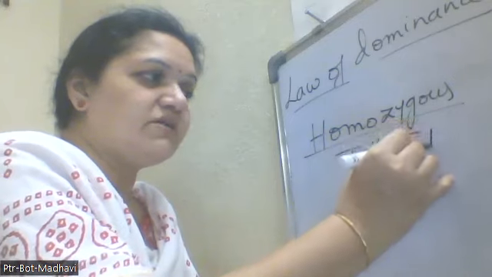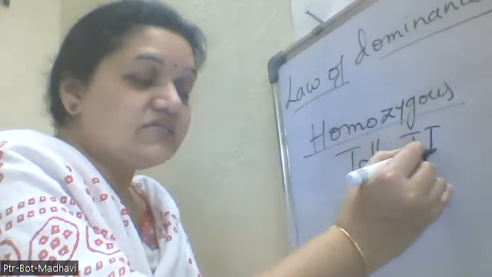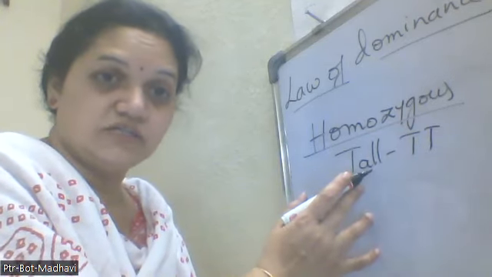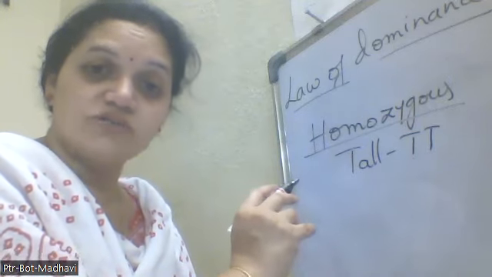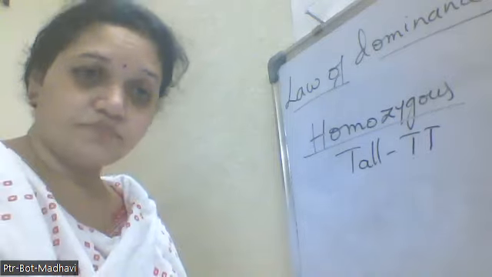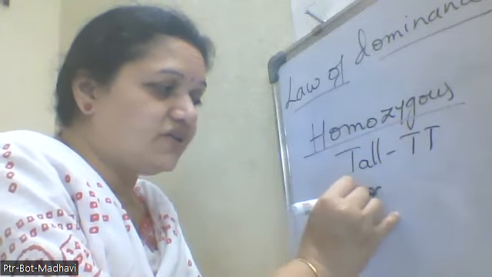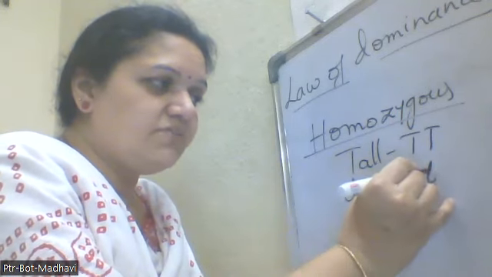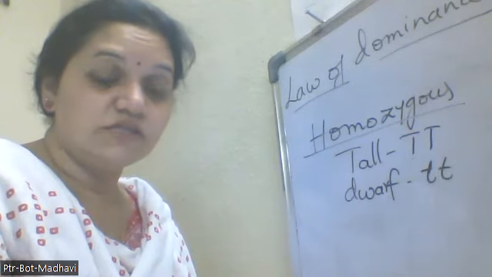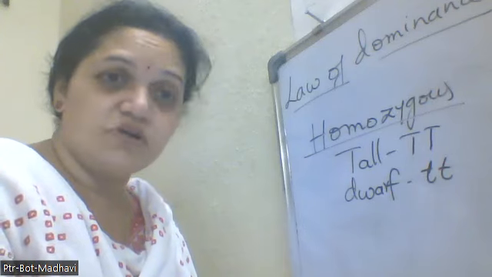Tall character can be represented like this. When the two alleles of the same kind are present to represent one character, one trait, that is called the homozygous condition. And the other one is the dwarf character, which can be represented with the same alleles, that is the small t. Okay. So why the capital letter and the small letter?